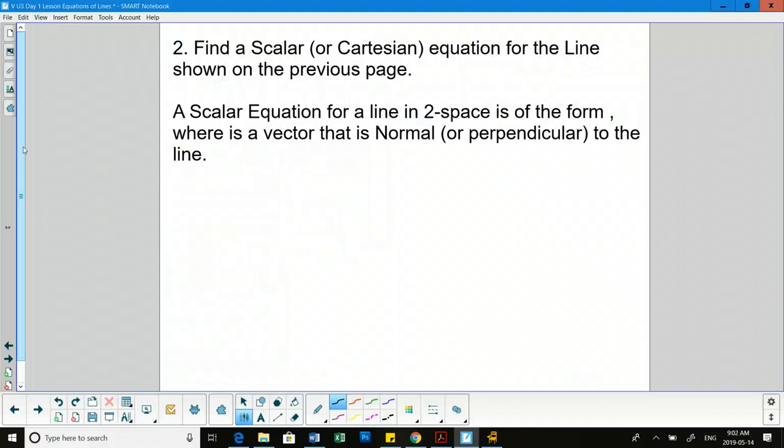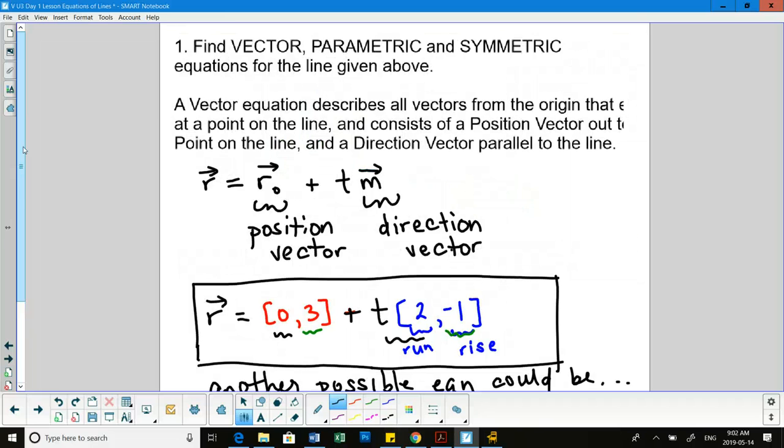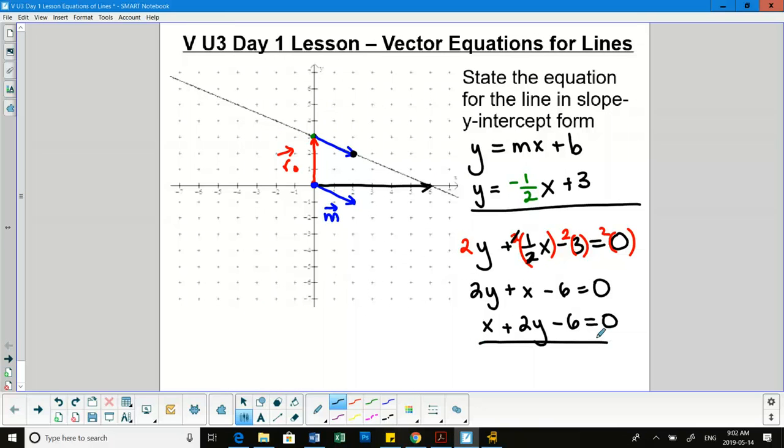All right. Scalar equation, sometimes called Cartesian equation, for the line shown on the previous page. So this is for 2 space, and it's in the form where the vector that is a normal, or essentially perpendicular to the line, is actually used. It's kind of a similar setup to our scalar or standard form equation for our regular line.